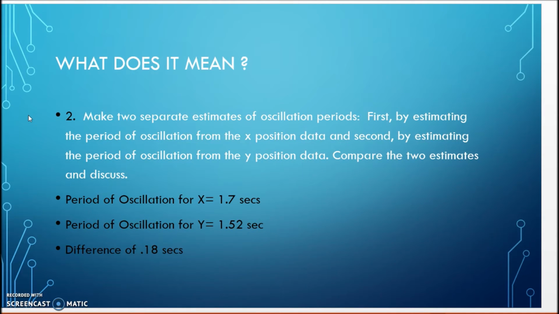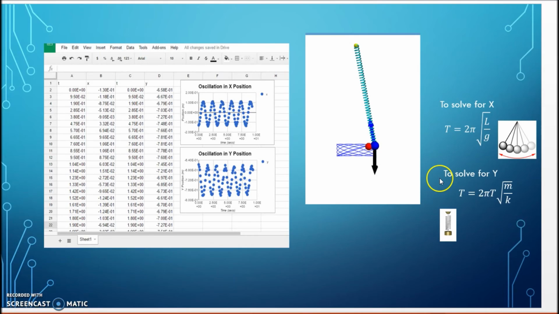The oscillations for x and y are shown here. The period for x is 1.7 seconds, and the period for y is 1.52 seconds. The two differ by about 0.18 seconds. They differ because the equations to find both differ in value. For instance, the y position time period is based on mass and stiffness, while the x position time period is based on gravity and length. So it takes a longer time to move in the x direction than the y direction. It moves in a pendulum motion for the x component and spring motion for the y component.